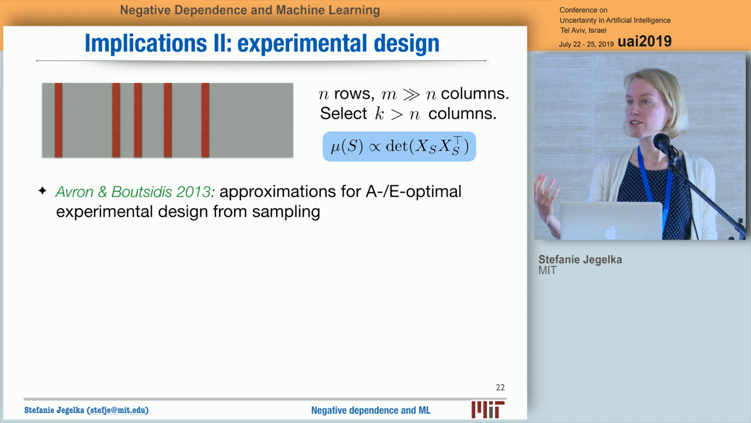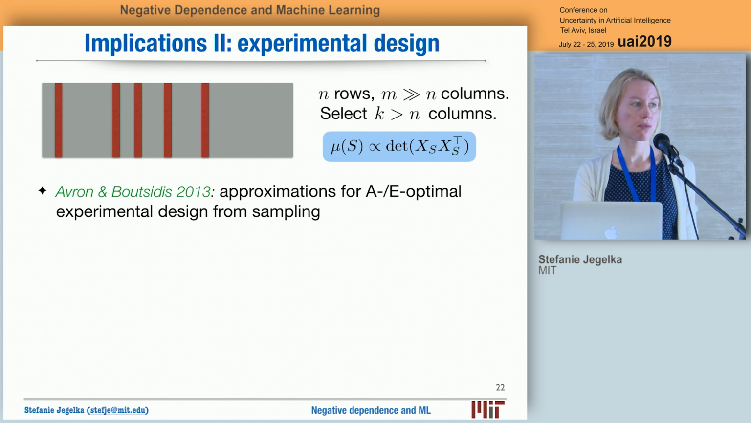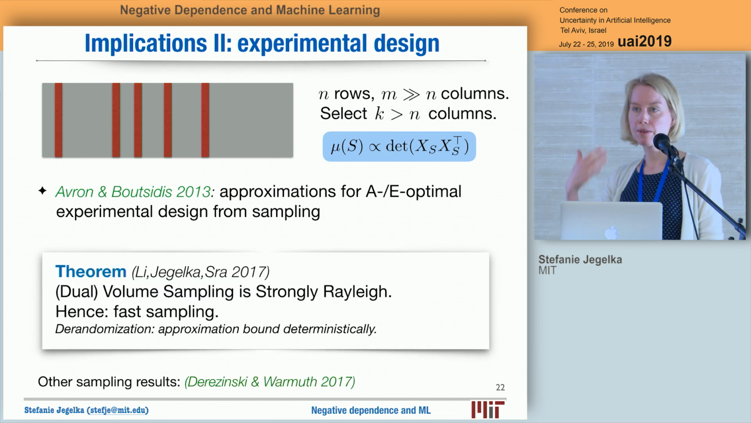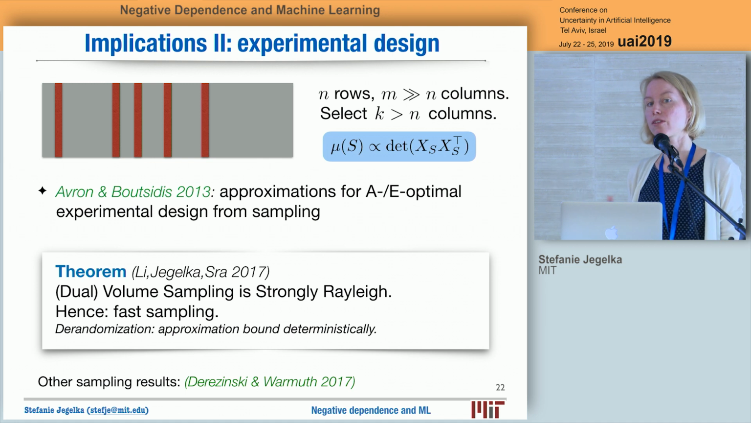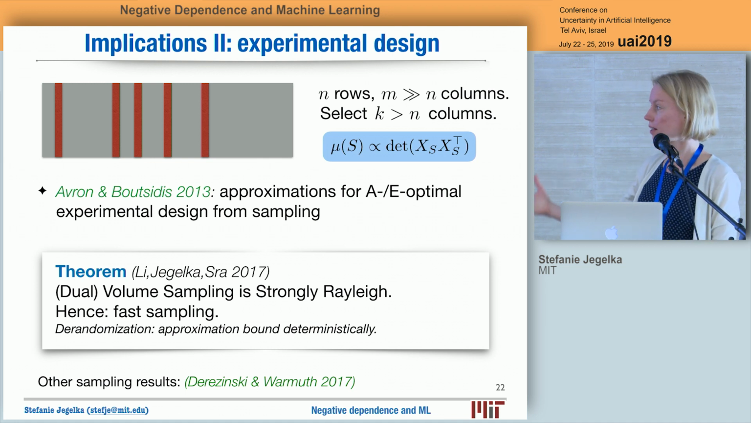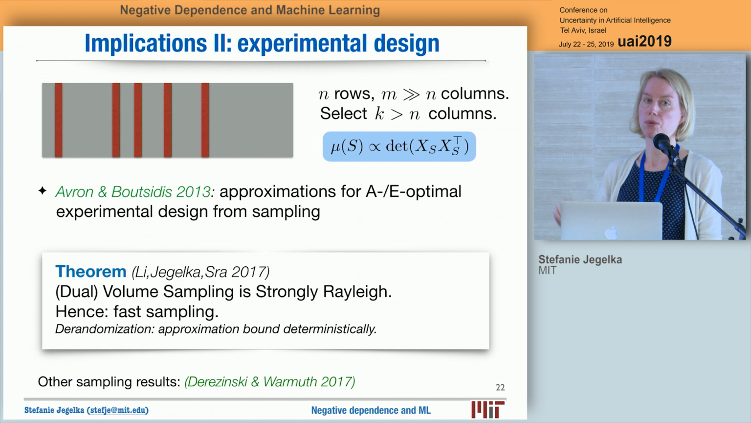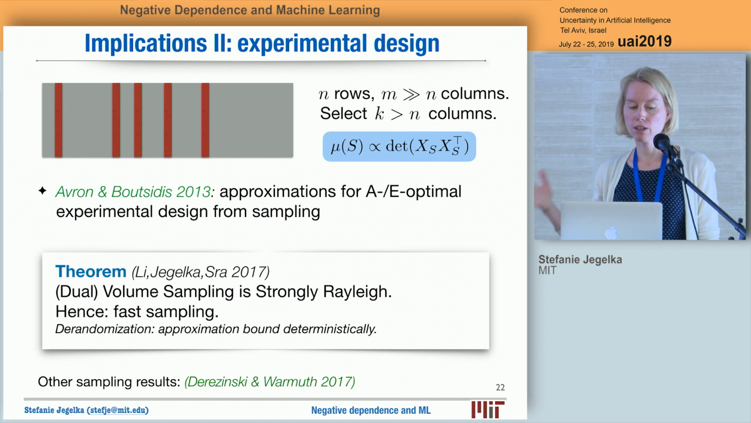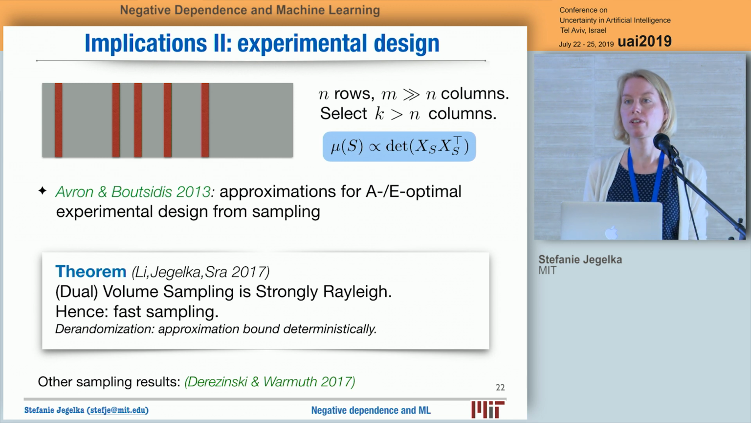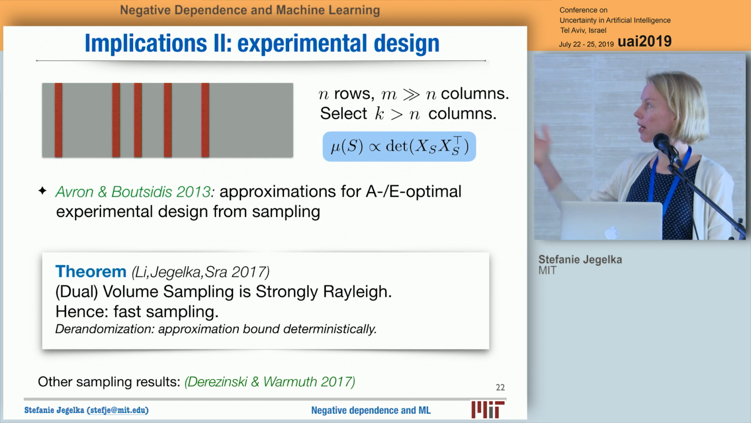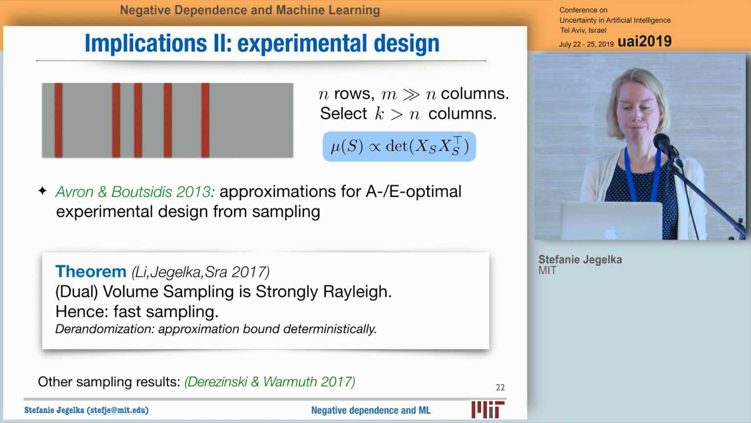So now it turns out this distribution has the strong Rayleigh property I talked about. So directly as a corollary, you get that you can do fast sampling. And you get actual algorithms for getting these approximations. You can also de-randomize it if you prefer a deterministic version. But essentially, this shows that you can sample from these measures.